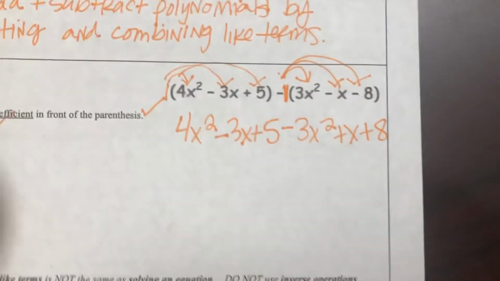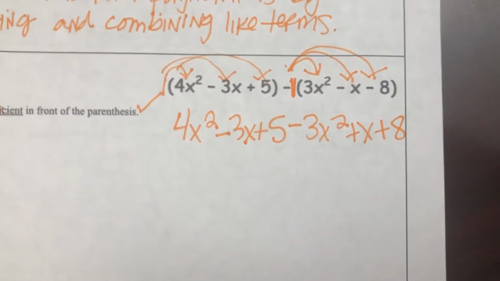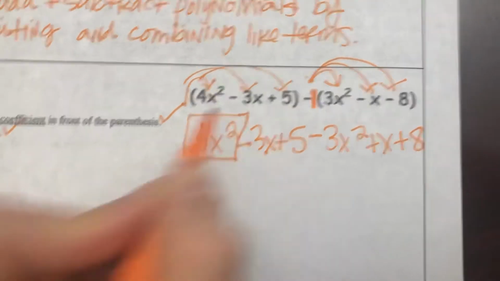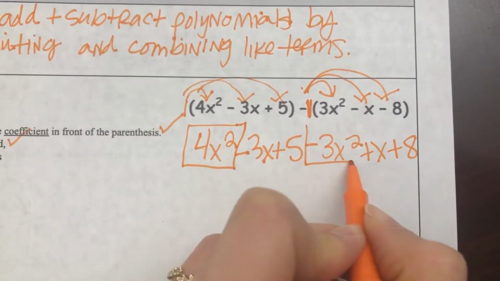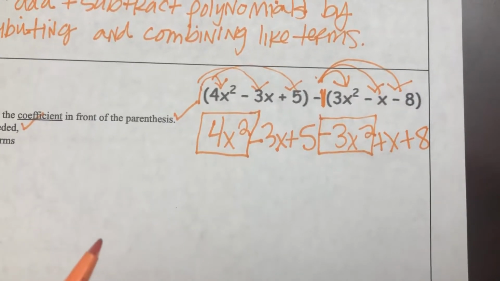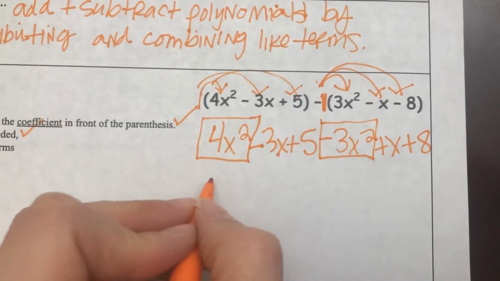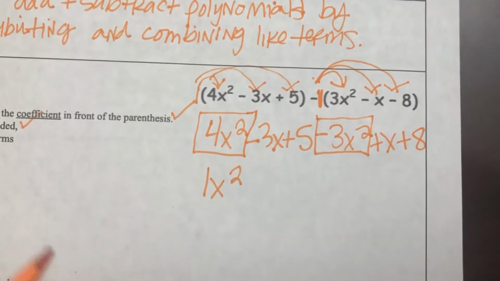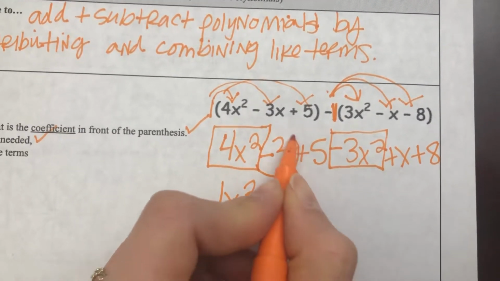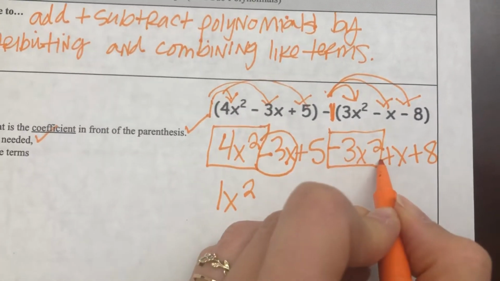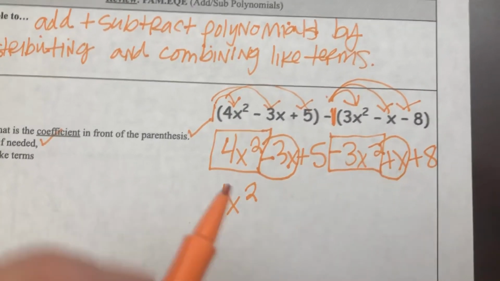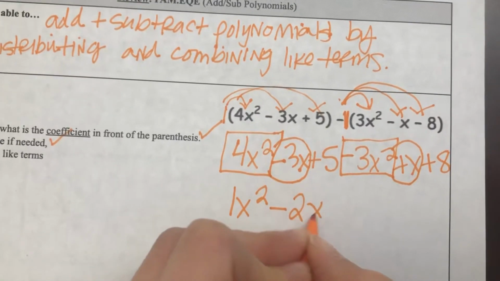Step 3, final step, combine like terms. So if I look here, I'm going to square anything with a square. So all of the terms with a square are the same. Now I know that 4x squared minus 3x squared gives me a positive 1x squared. Then I'm going to continue combining, so I'm going to combine anything with an x with a circle. So negative 3x and a positive x. And I know that negative 3 plus positive 1 is negative 2x.